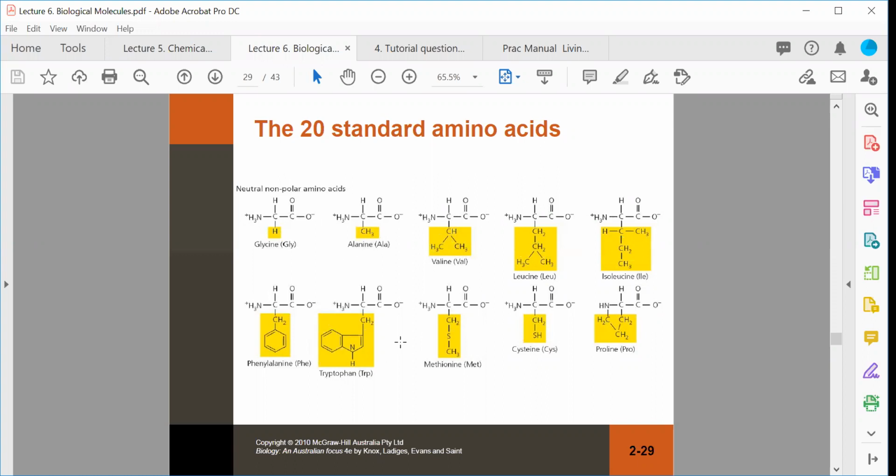This particular group of amino acids here are referred to as the neutral non-polar amino acids. Let's look at what they're composed of. They are all composed of carbon, hydrogen, oxygen, nitrogen, and then in a couple of cases we have sulfur here and here, so in cysteine and methionine.